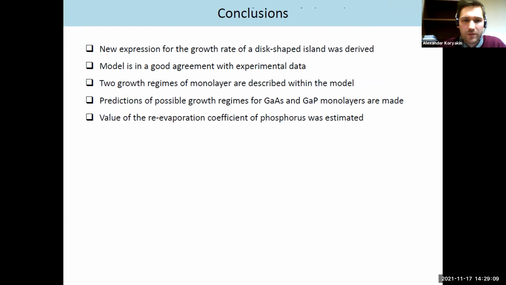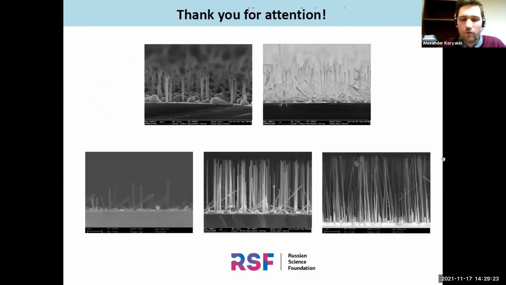We make some predictions for growth regimes for gallium arsenide and gallium phosphide nanowires, and we estimate the value of the re-evaporation coefficient of phosphorus. Thank you very much for your attention.